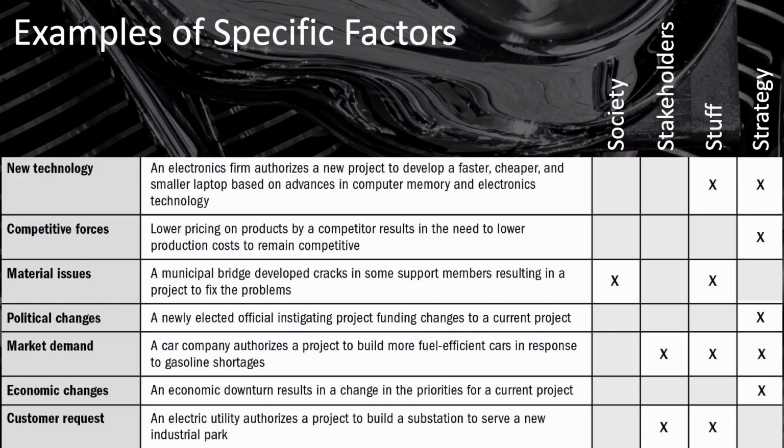Responding to economic changes is strategic because it helps a company survive and grow by adjusting to changes in the market driven by the state of the economy. Customer requests typically fall into at least 2 categories: stakeholders and stuff, because they respond to stakeholders' requests and generate new or improved products or services. This table in the PMBOK guide goes on, but you get the idea.